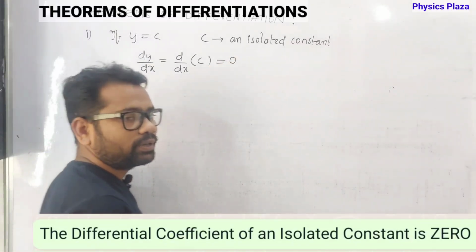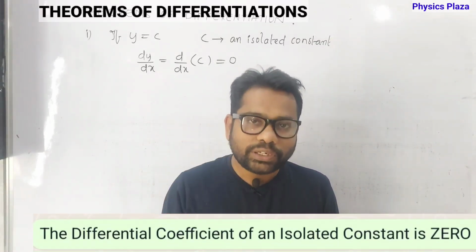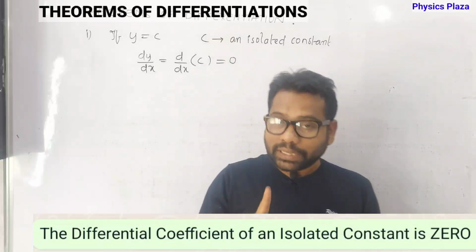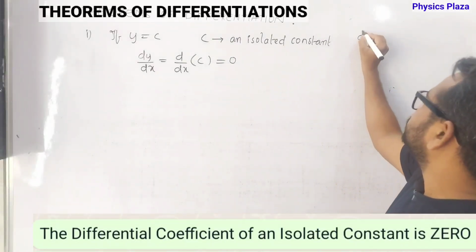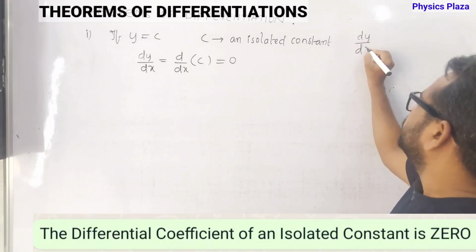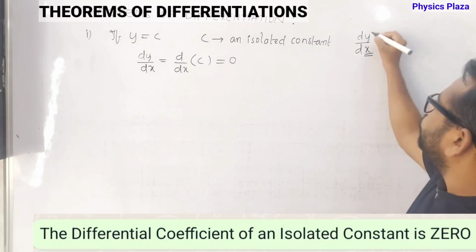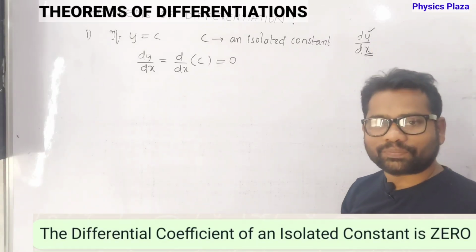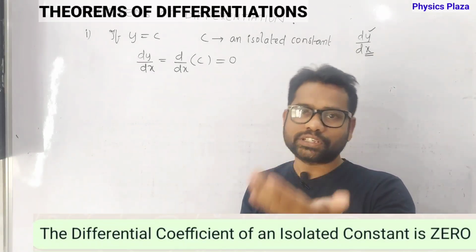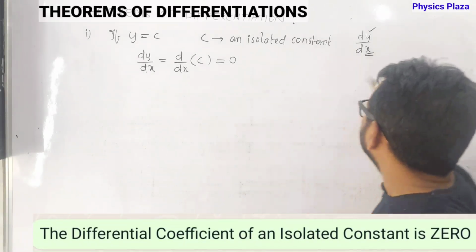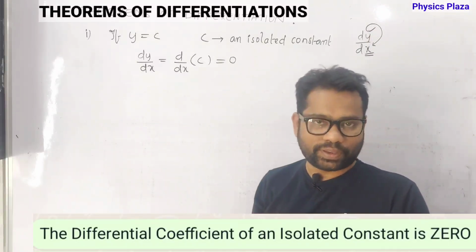Here you may get one doubt: Sir, why is the differential coefficient of an isolated constant 0? The reason is, children, in the previous class we discussed dy by dx, which means as x changes, the y value must change. Only then can we calculate the differential coefficient of that function. This means y must be a function of x.